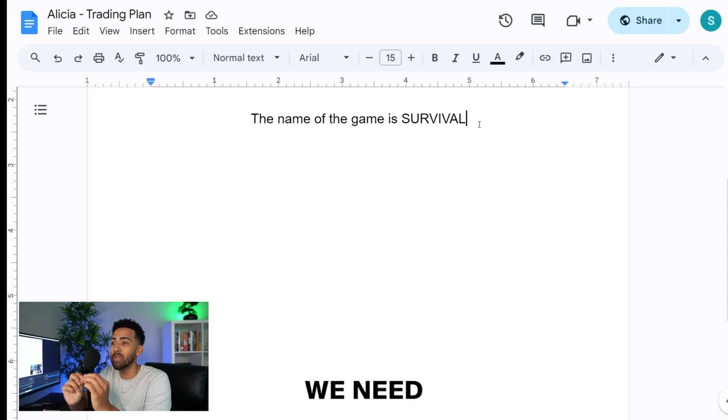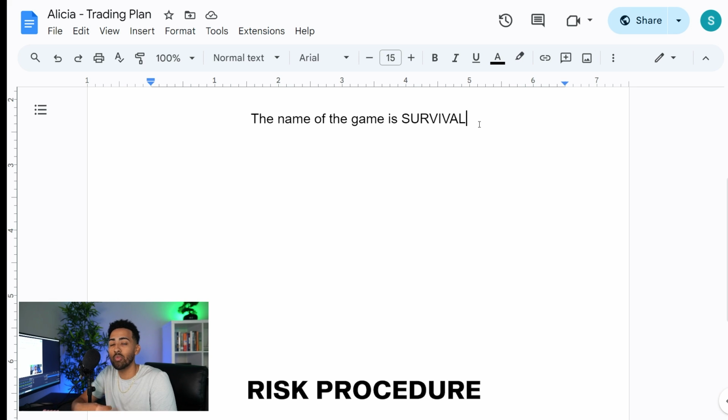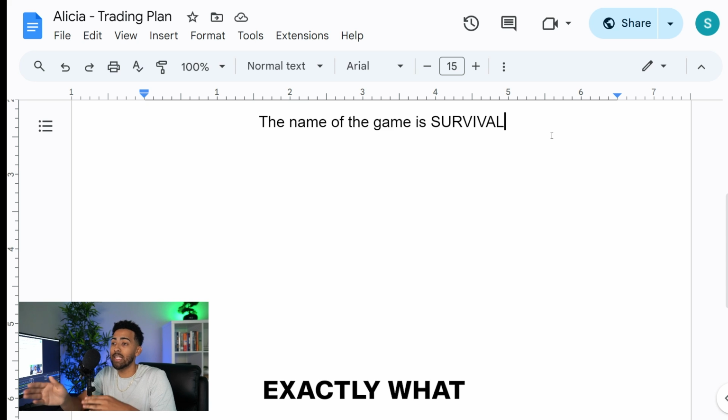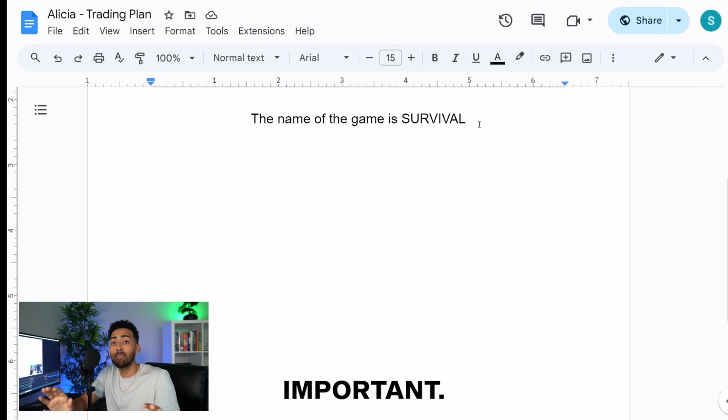So to do this, we need to create a concrete plan that's going to allow you to follow the exact same risk procedure every single time you take a trade. This risk management plan is exactly what I implement with each of my one-on-one students at Simply Options Academy. This is extremely important, and I would recommend taking notes on this one. So pause the video if you need to.